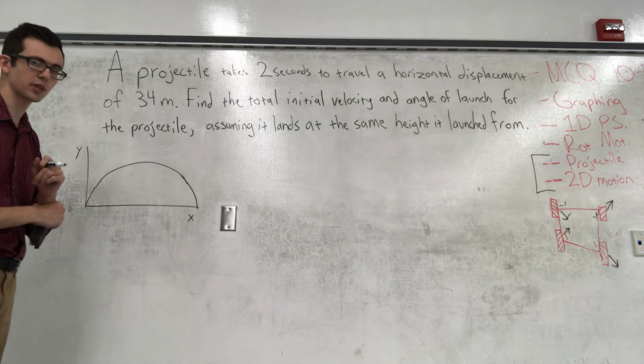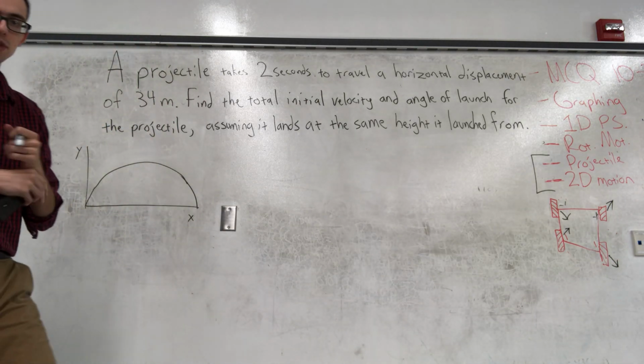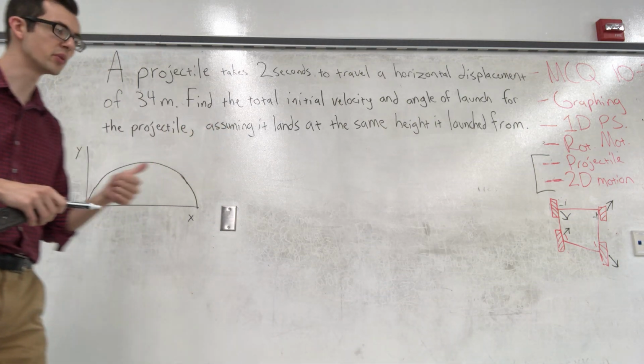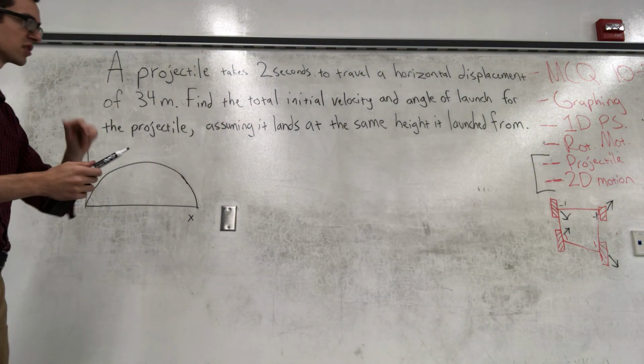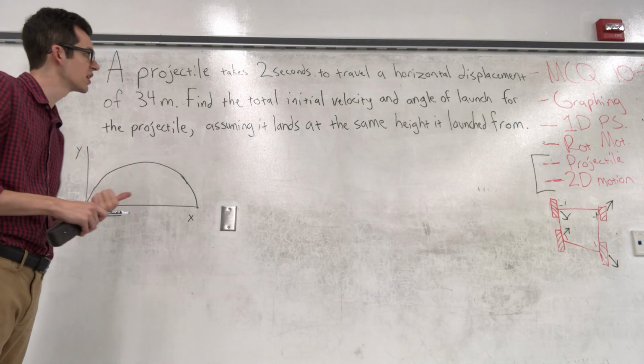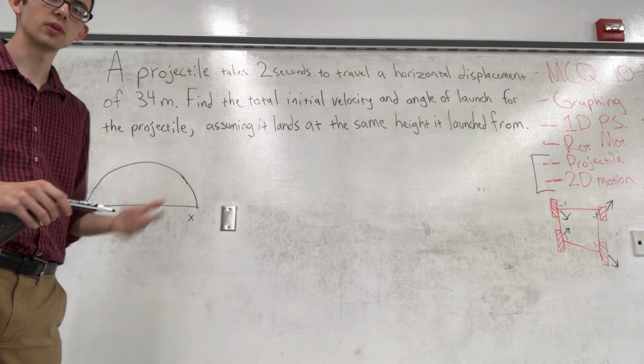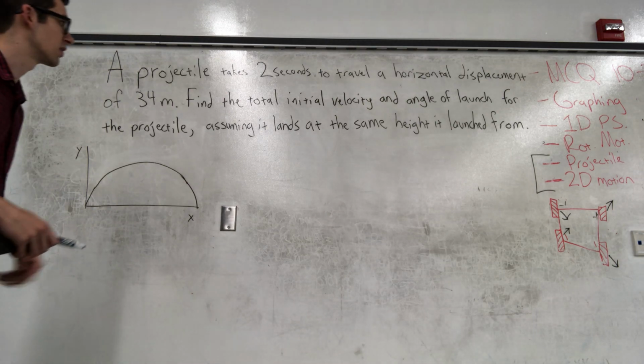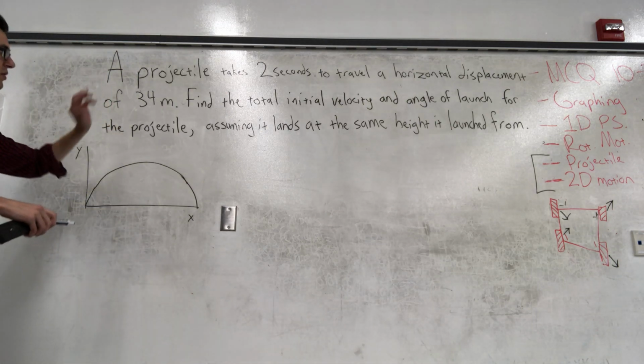Hello, so here we are going to solve a projectile problem, and we are going to do it sort of in reverse. So we're going to start with a horizontal displacement and a time, and we're going to get to an initial velocity and an angle of launch. So let's read our problem statement.